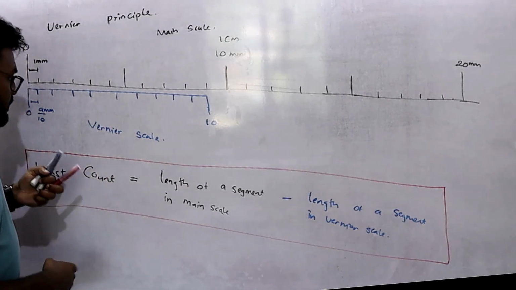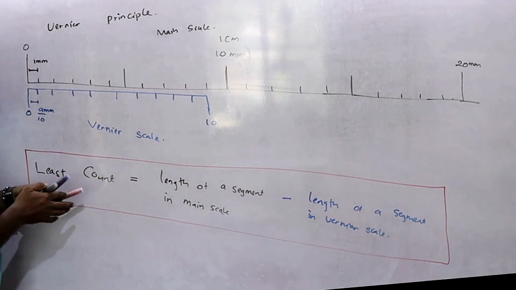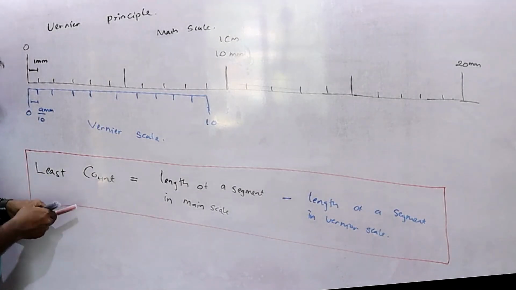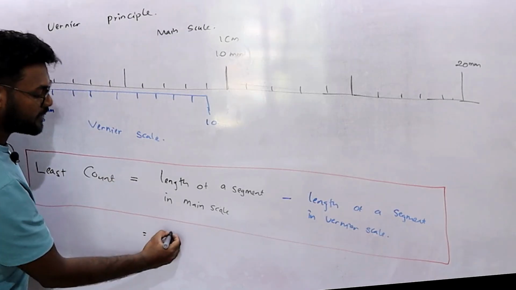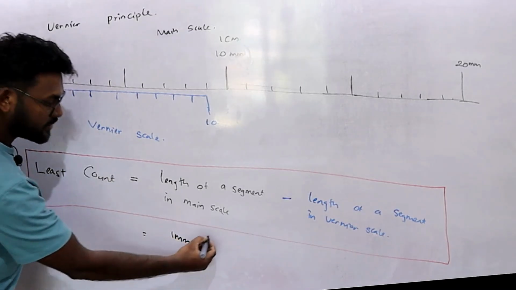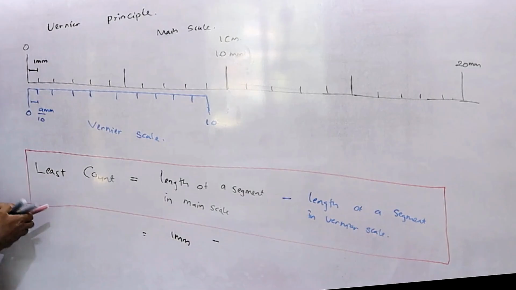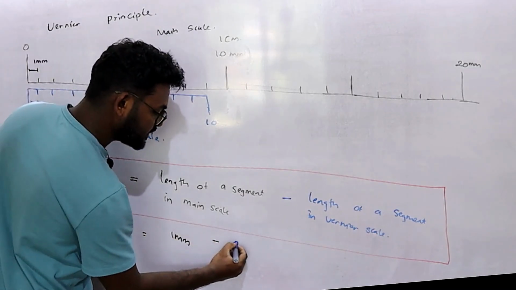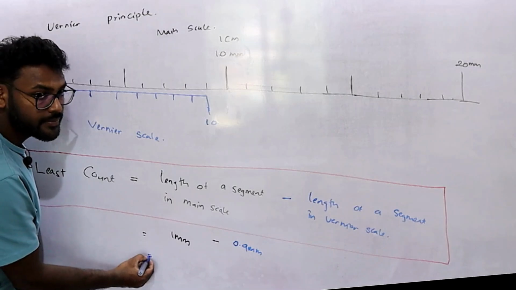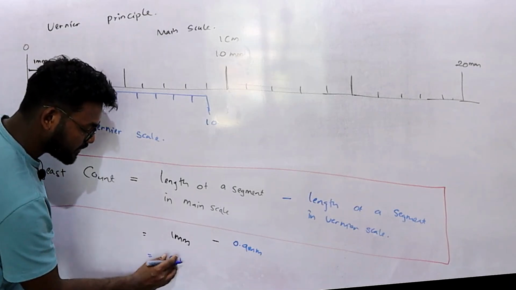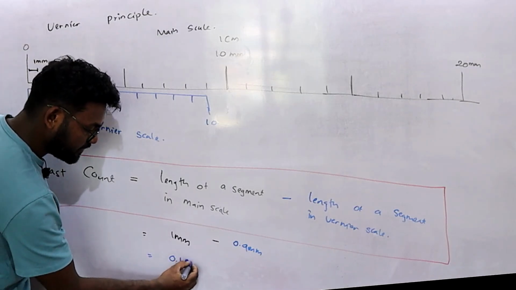Alright, for this particular example, we could find out the least count. How? Length of a segment in the main scale is 1 millimeter, subtract length of a segment in the vernier scale, here it is 0.9 millimeters. What could be the value? Yeah, it's 0.1 millimeters.